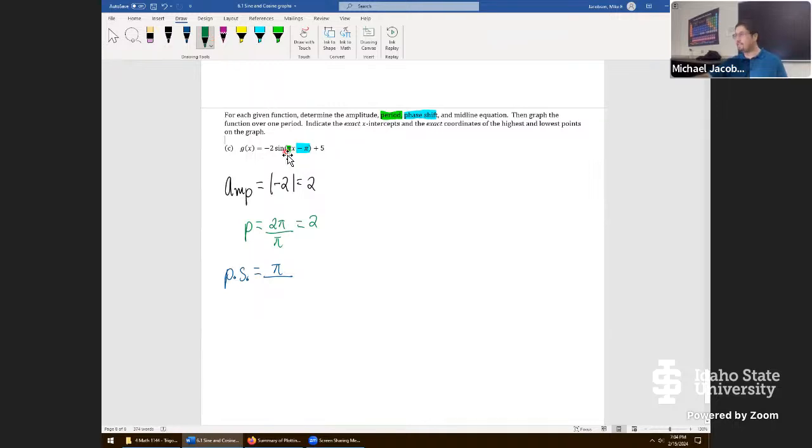Then matching color coding, go to this pi, divide into here, and you've got your phase shift. So the phase shift is a +1. That means the whole graph didn't start at 0. It moved right by 1 unit, and it'll have an extent of 2 units when we plot over.